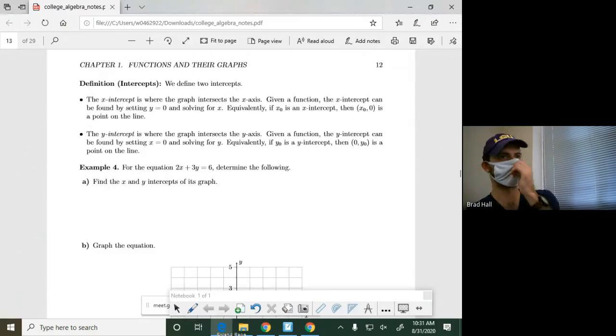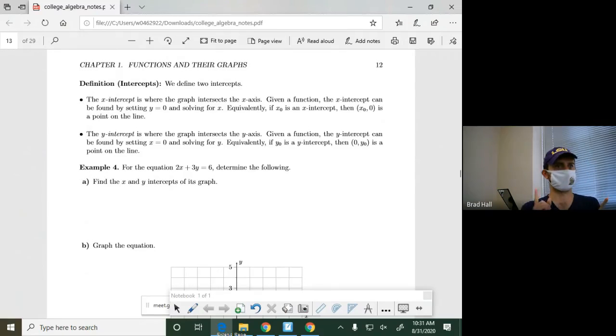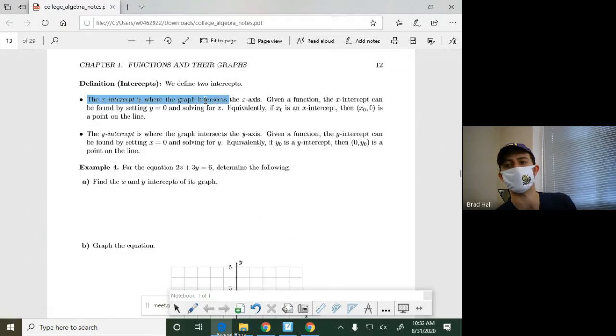So we've talked about intercepts before. We have two of them, an x-intercept and a y-intercept. I even wrote down here what the geometric interpretation is. When the graph intersects the x-axis, that's an x-intercept, and similarly with the y-intercept. So that's all there just to remind you.